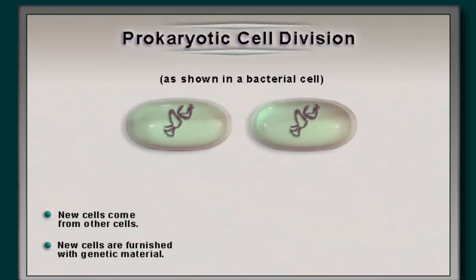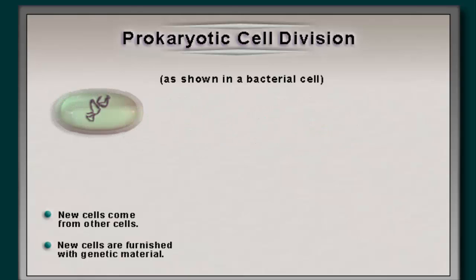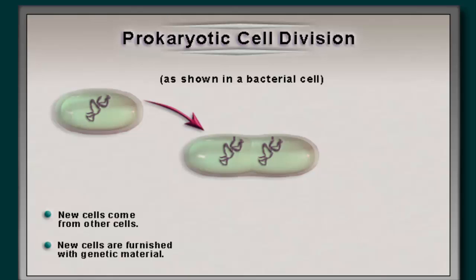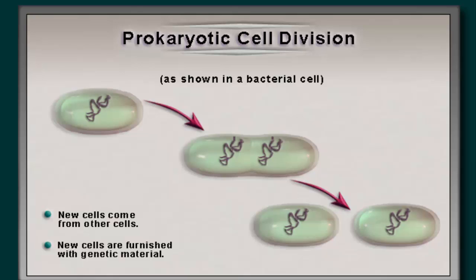When a prokaryotic cell reproduces, it first makes an identical copy of its DNA and then divides in half to form two new cells, each with the same amount of DNA as the original cell. Since prokaryotes are single-celled organisms, cell division results in the creation of a new organism. This type of reproduction, in which only one parent is involved and the offspring are genetically identical to the parent, is known as asexual reproduction.